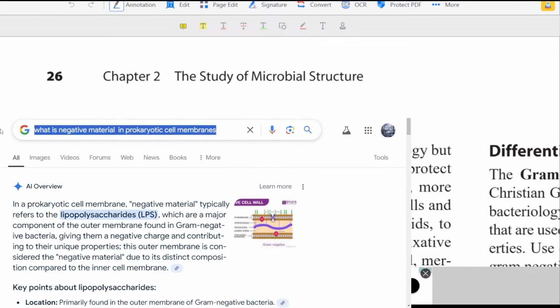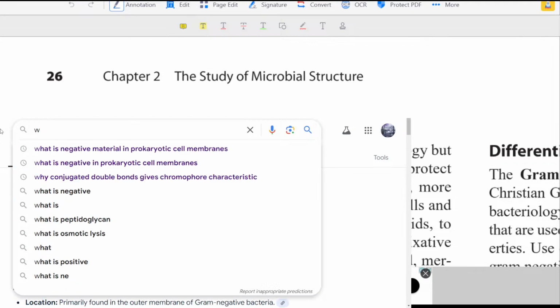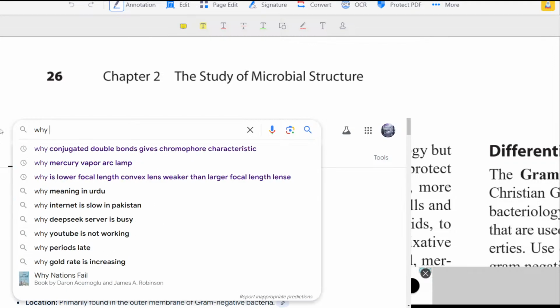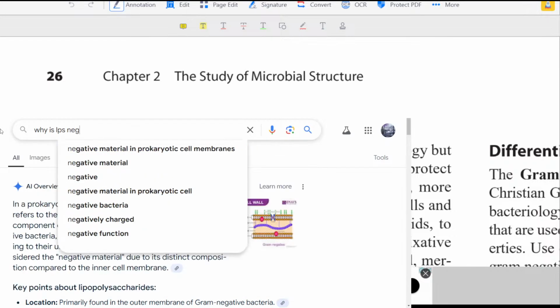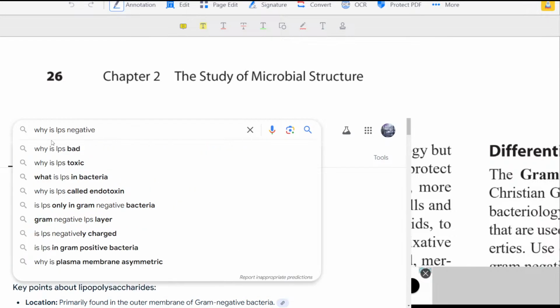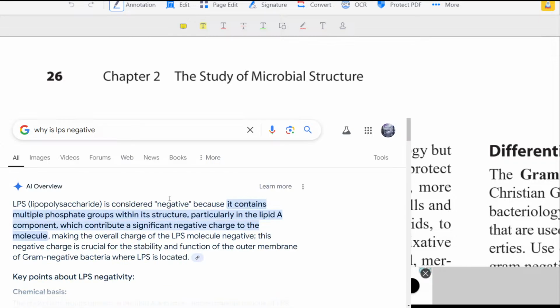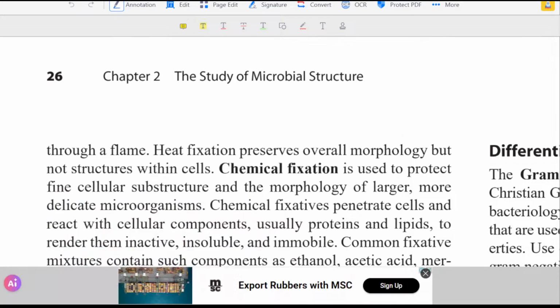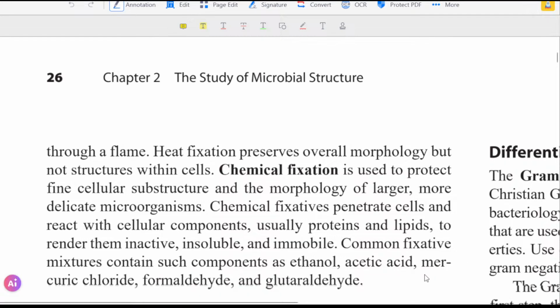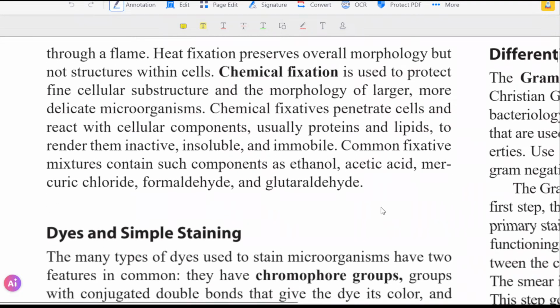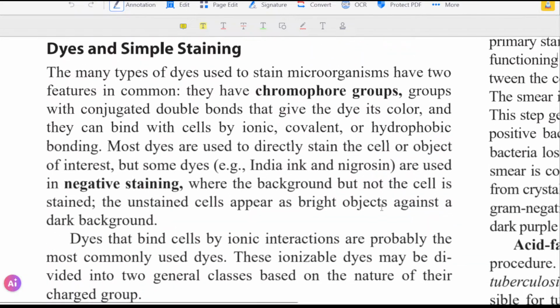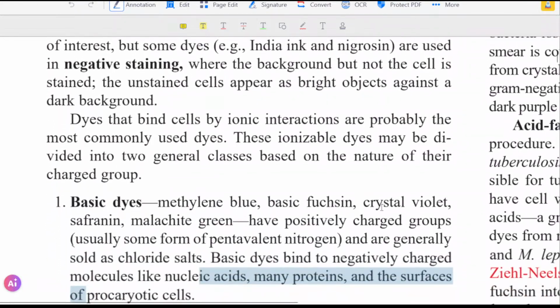Wait. Why is LPS negative? Because it contains multiple phosphate groups. Yeah, I was right. It was because of phosphate groups, particularly in lipid A, which contribute. Okay, whatever. We are not going that much deeper into the structure, but it is because of the phosphate groups, and it was because of the phosphate group in the nucleic acid as well.